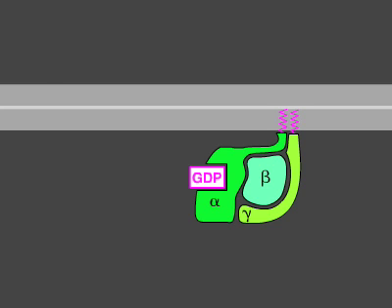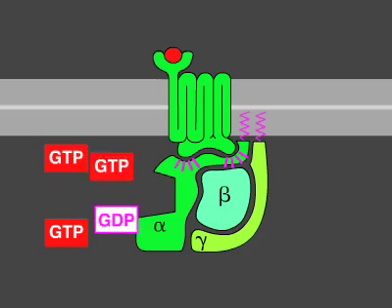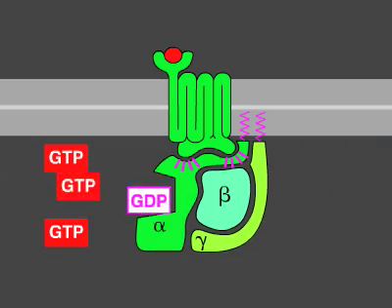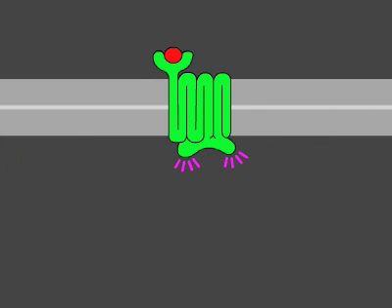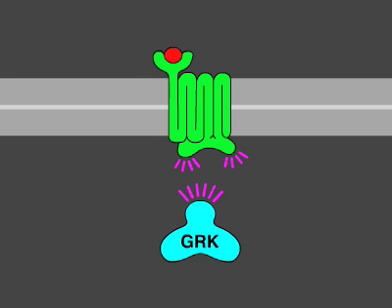As long as the signaling receptor remains stimulated, it can continue to activate G proteins. Upon prolonged stimulation, however, the receptors eventually inactivate, even if their activating ligands remain bound. In this case, a receptor kinase phosphorylates the cytosolic portions of the activated receptor.